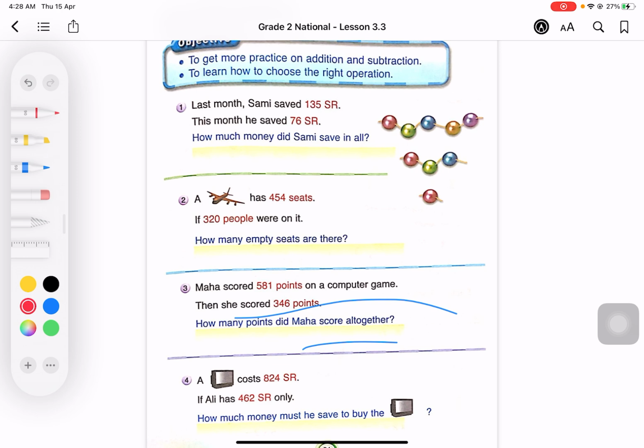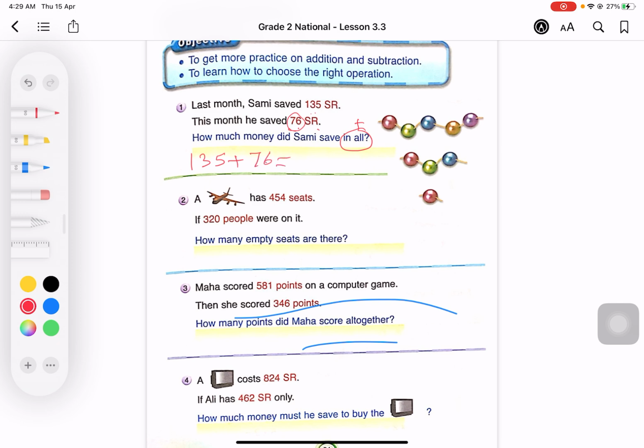Let's go and do number 1. Last month, Sammy saved 135 riyal. This month, he saved 76 riyal. How much money did he have in all? He has at the beginning 135 in the first month. The second month, he has 76 riyal. They are asking how many did Sammy have in all. In all means what? Plus. So you are going to add 135 plus 76.